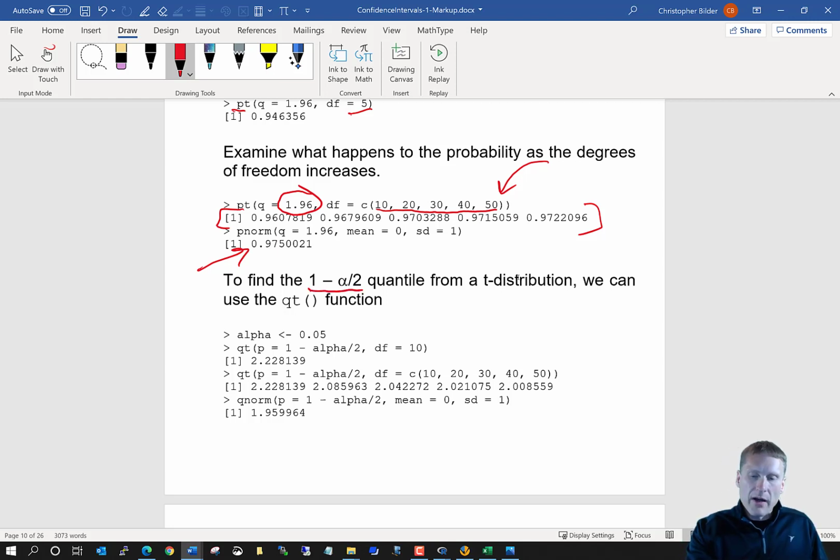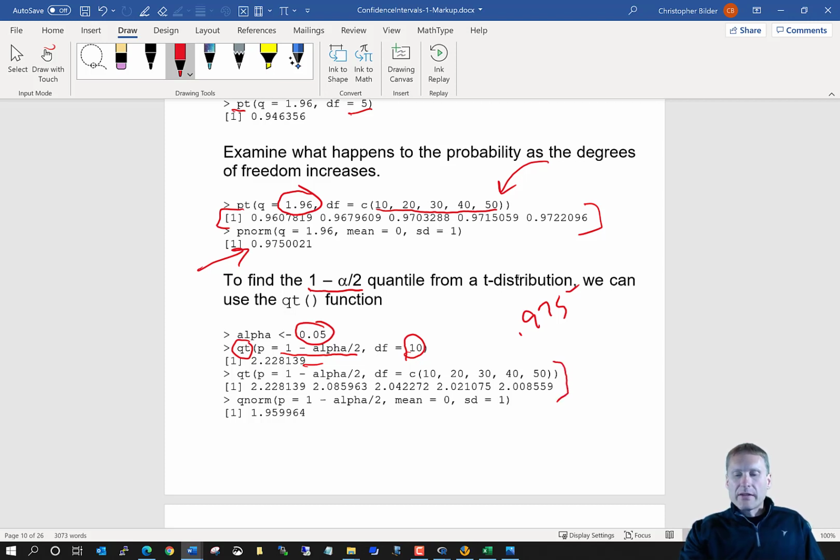Let's say I want the 1 minus alpha divided by 2 quantile. I could have said maybe I just want a 0.975 quantile, but I'm just trying to be general here. And you'll see how we use this in our interval statement, why I'm using alpha divided by 2. So let's say alpha is 0.05. Then, using the QT function, I put 1 minus alpha divided by 2 in there. I use the degrees of freedom of 10, and I get 2.228 out. Notice that QT stands for quantile t-distribution.